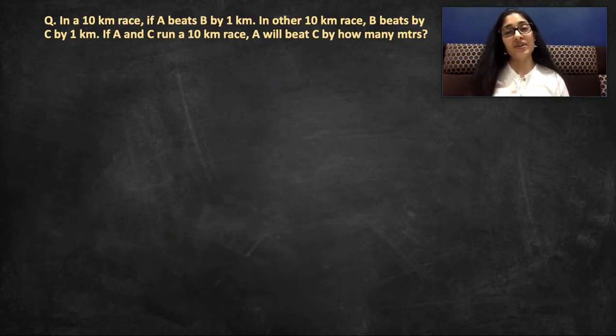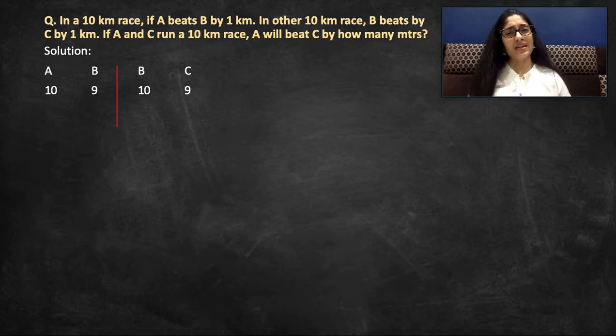Moving ahead, a very important type of question. In a 10 kilometers race, A beats B by 1 kilometer. In another 10 kilometers race, B beats C by 1 kilometer. And if A and C run a 10 kilometers race, A will beat C by how many meters? You can try it yourself, pause the video and then check the solution.